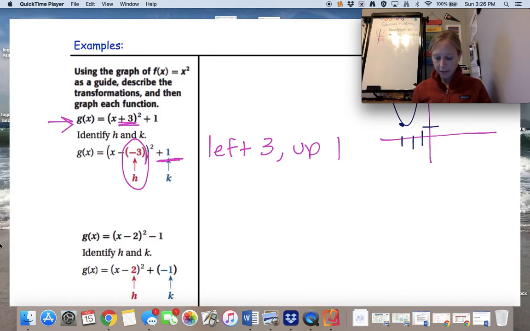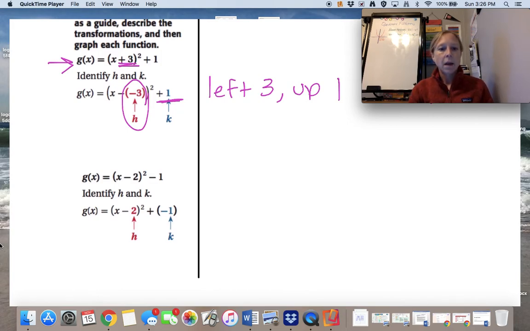Let's look at our second example. We have g of x equals (x minus 2) squared minus 1. So first identify your h and your k. Remember, h is always the opposite. I see a negative 2, the opposite is a positive 2. And then k, okay, is what you see. I see a negative 1, it's down 1. So opposite of negative 2 is positive 2, so this is a right 2, and then a down 1.